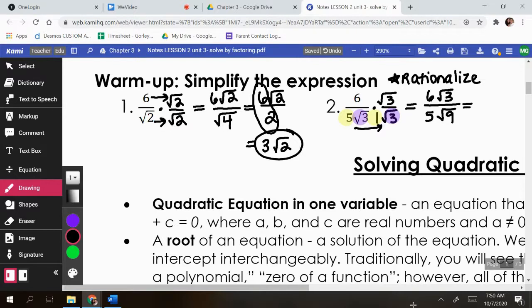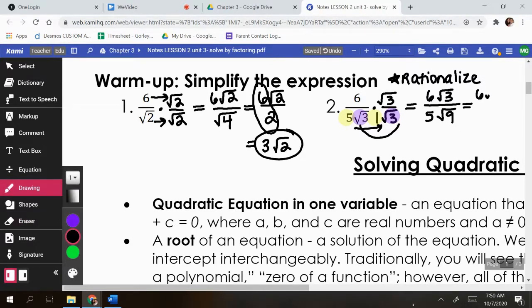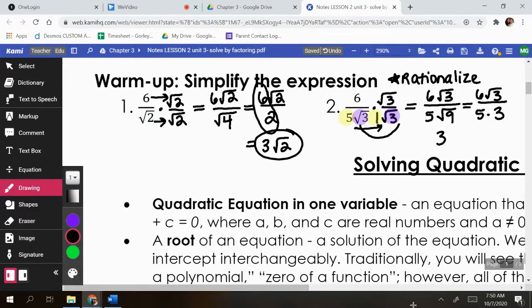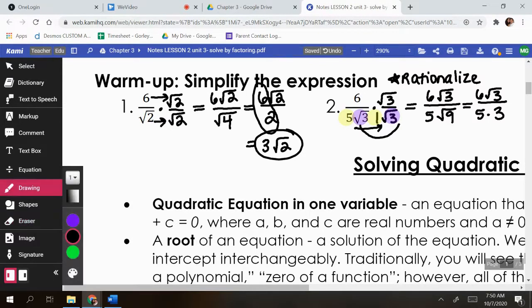Okay, and again, that's nice. When I multiply a radical by itself, I get a perfect square underneath that square root. The square root of 9 is going to end up being 3 because 3 times 3 is 9, or you could look at it like 3 squared is 9. Simplifying 5 times 3, we end up getting 15.